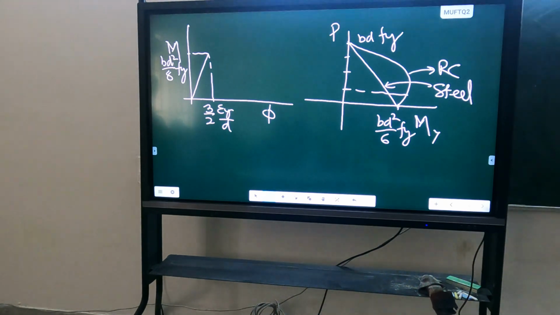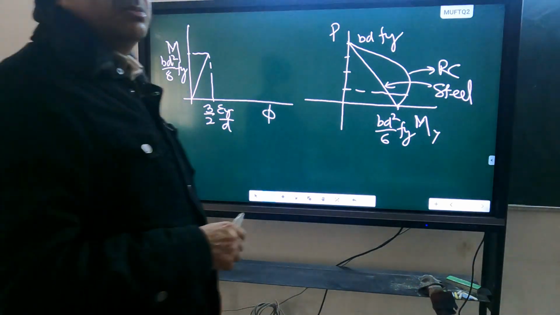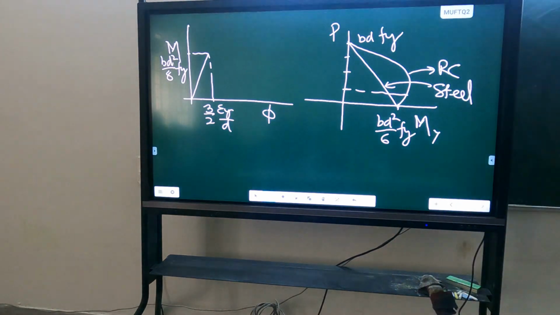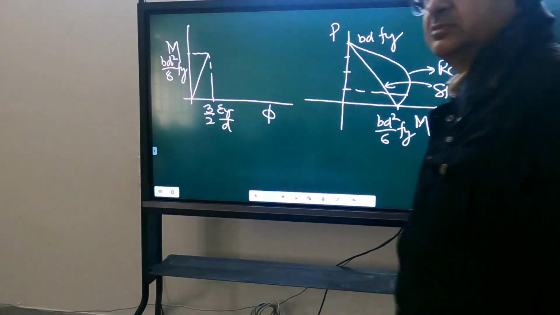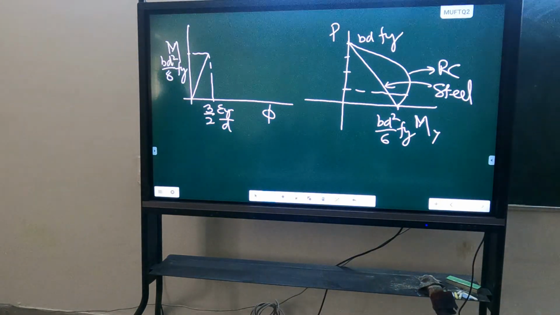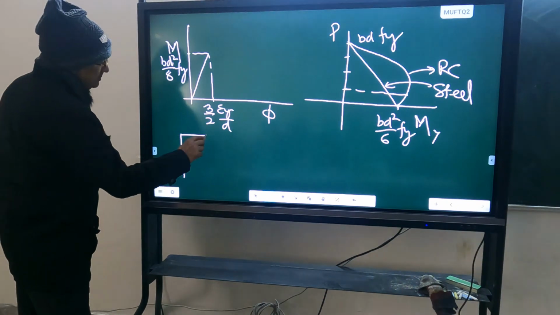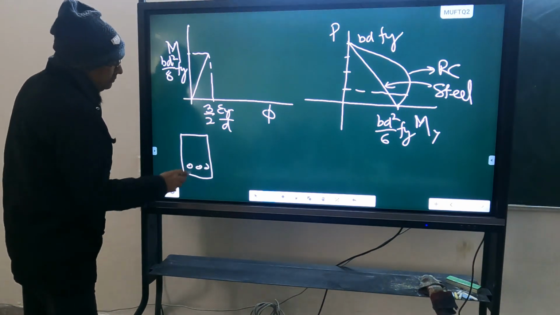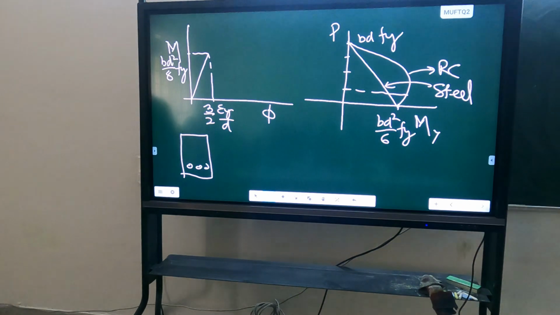Why this behavior in these two materials? Two types of columns we are using. Why is this PM interaction curve so different? Suppose I have an aluminium column in which I have put steel reinforcement. What do you expect? Which curve will it follow? Similar to steel or similar to RCC? RCC?